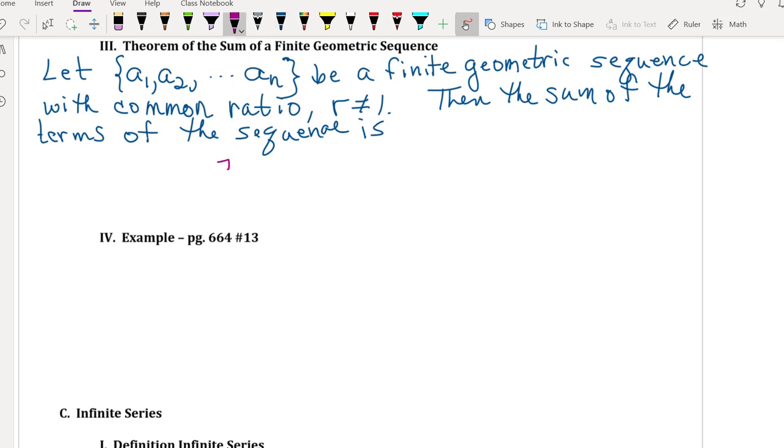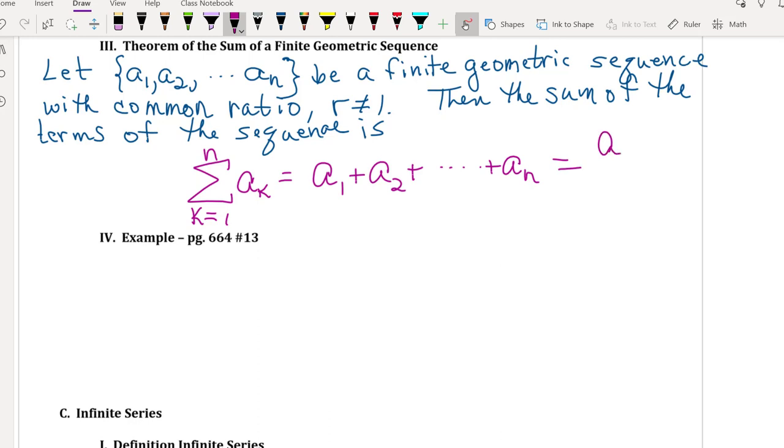so we have the summation of k equals 1 to n of a sub k, and that's just going to show us that we're adding a1 plus a2 all the way up to a sub n, and that is going to equal a1 times (1 minus r to the n power) divided by 1 minus r.